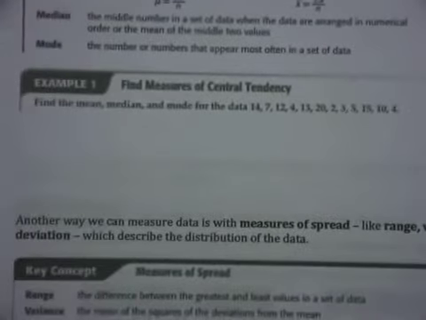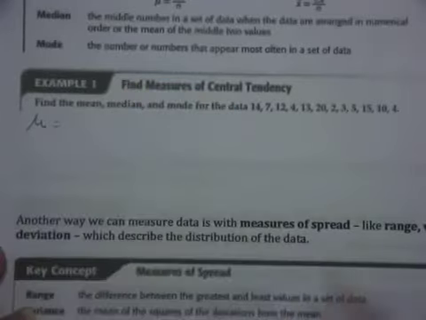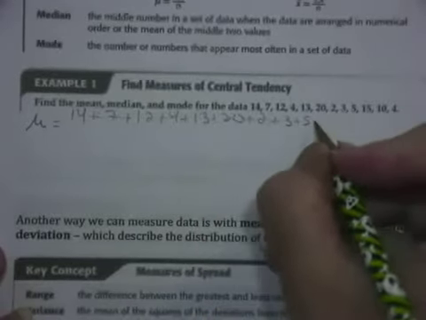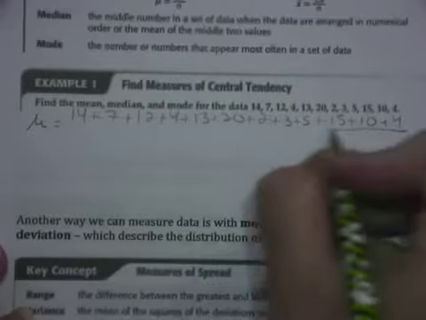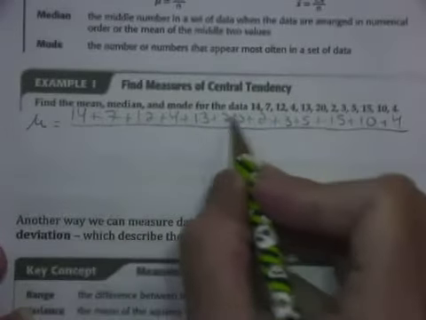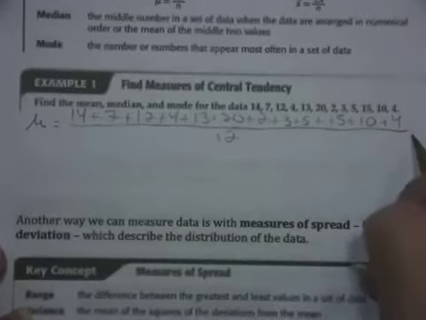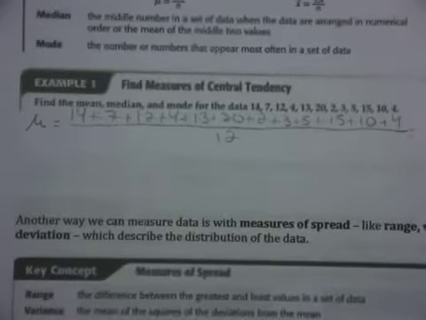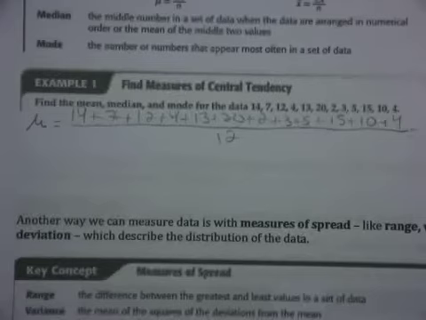So in example 1, we're finding the mean, median, and mode. So the mean is 14 plus 7 plus 12 plus 4 plus 13 plus 20 plus 2 plus 3 plus 5 plus 15 plus 10 plus 4, all divided by 1, 2, 3, 4, 5, 6, 7, 8, 9, 10, 11, 12. And that's approximately 9.08.